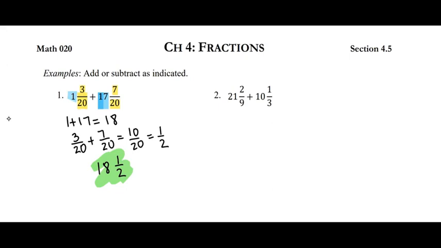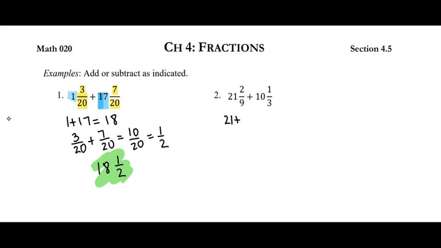Problem number 2 gets a little bit more challenging because at a quick glance, I have the 21 and 2/9, and I have 10 and 1/3. So I can still add the whole parts, but adding the fraction parts, I would have to find the common denominator, go through the whole process, and so finding the fractional part answer is going to take a little bit of work.